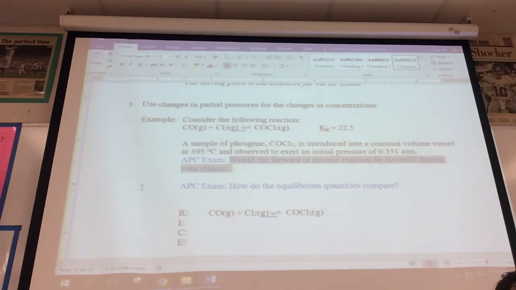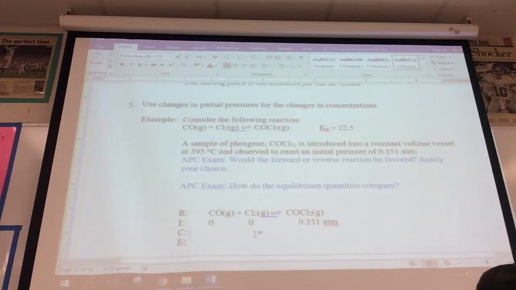Reverse, because you don't have any reactant. So which side would you be subtracting from? All right, and in this case, if they give you pressure, your initial pressure here would be this. You don't have anything initially of this, so you zero out.